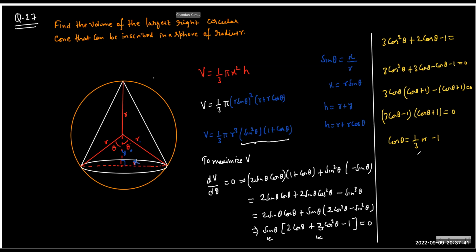Which one are we going to reject? One. Then negative value, right? Minus 1, isn't it? Yes. This is the answer. We got the cos theta for which it will be maximum.